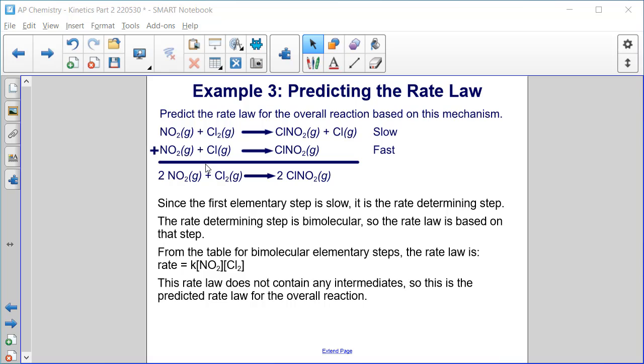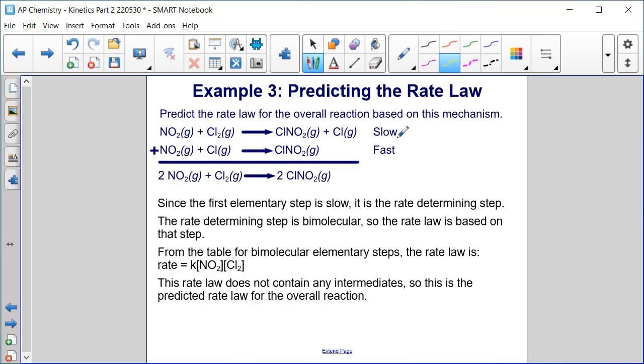All right, so this one is a little more straightforward because the first step is the slow step. So it's the rate determining step. The rate determining step is bimolecular. We have two molecules to start out with. So the rate law is based on that step. From the table for bimolecular elementary steps, the rate law is rate equals k times concentration of NO2 times concentration of Cl2. And if we compare that to our overall reaction, this rate law does not contain any intermediates, so this is the predicted rate law for the overall reaction.